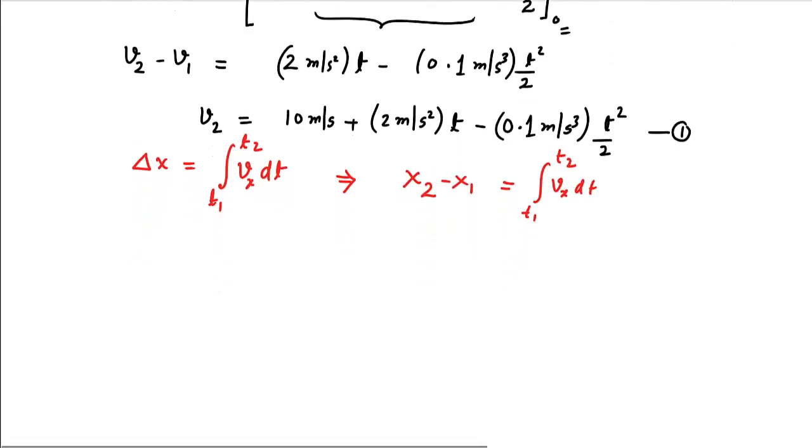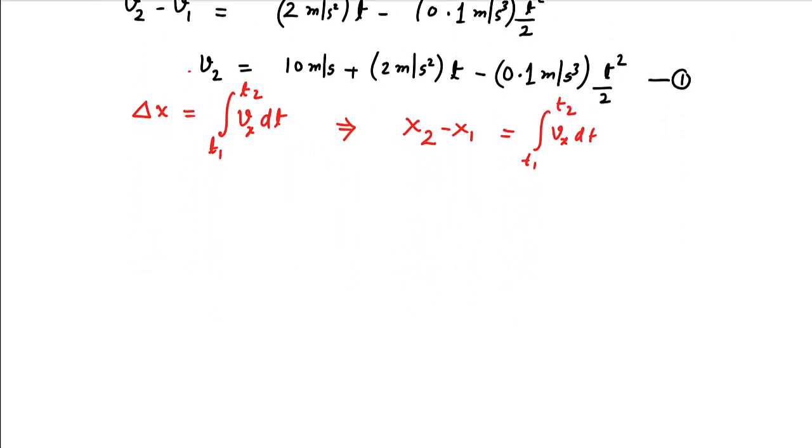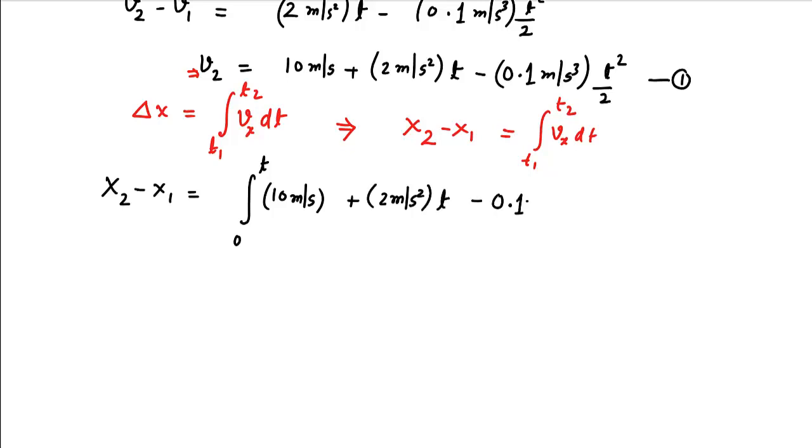And now I know the expression for vx. Vx is nothing but v2 at any point of time. What is the expression for velocity? That is this expression, so I can plug this expression. So x2 minus x1 is equal to, time starts from 0 to t. t2 is t, t1 is 0. And vx is this expression, that is 10 meter per second plus 2 meter per second square times t minus 0.1 meter per second cube t square, and this divided by 2. I have to integrate this with respect to time.